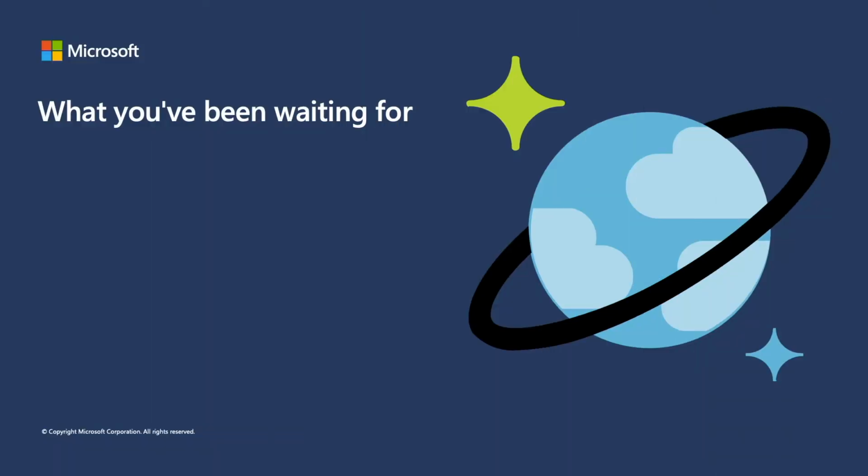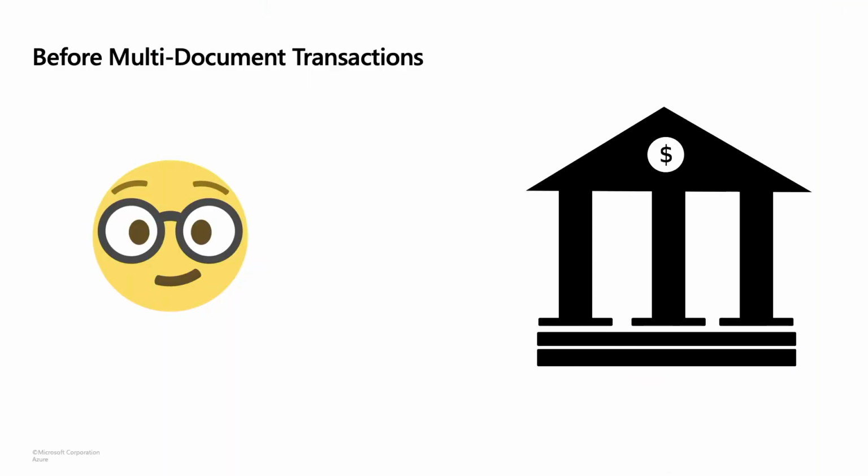And now let's talk about what you've all been waiting for, which is the 4.0 release. A big highlight of the 4.0 release is what we call multi-document transactions. Before talking about that, I want to highlight the world before multi-document transactions and how you would handle a certain use case. So before multi-document transactions, imagine you have a user and you have a bank.